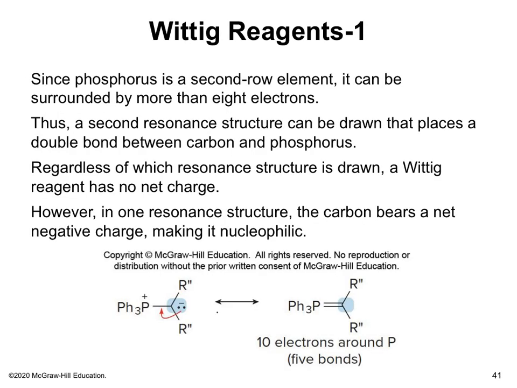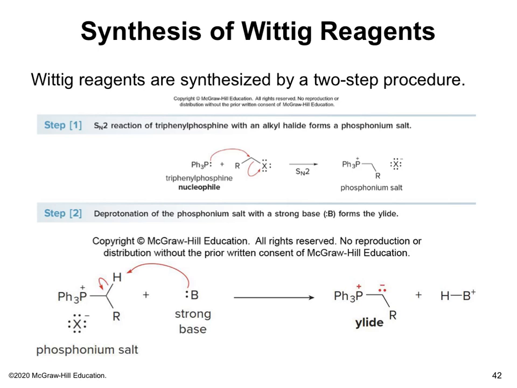All right, so they're just showing you the resonance structures here where you get a double bond. And there's 10 electrons around phosphorus, which is 5 bonds. It can do expanded octet, and that's because of the d orbitals that are available to phosphorus. So these are stable and you can order them. This is showing you what if you had to make your own. What if you had to make your own ylide?